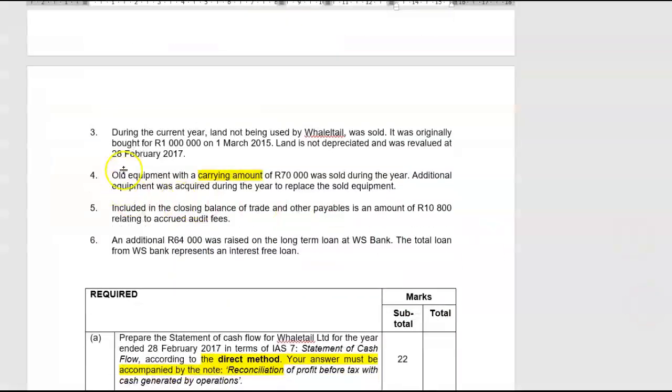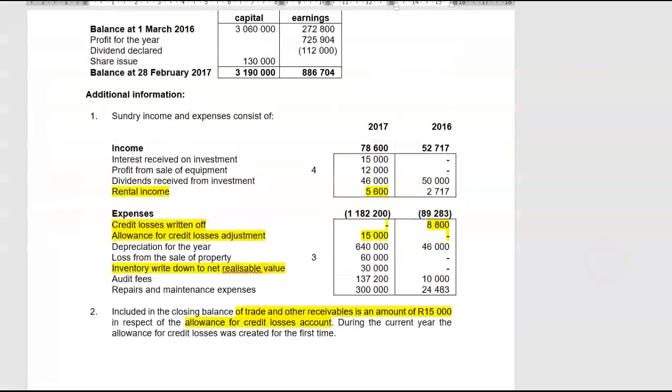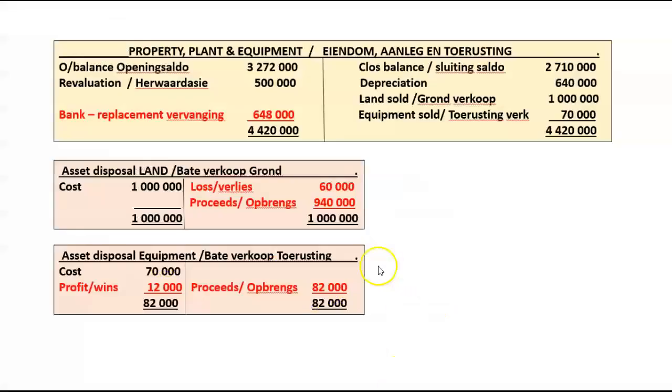The next thing that they tell us is the old equipment with a carrying amount of 70,000 was sold during the year. Additional equipment was required for replacement purposes. So that's 70,000 you're going to take out of your combined account. It will be transferred to asset disposal account, 70,000. They gave you a profit on the sale here of equipment of 12,000. So therefore our proceeds must have been 82,000, and obviously the proceeds will be recorded in the investment activity section. Great. So then we have accounted for all the equipment entries that they gave us.